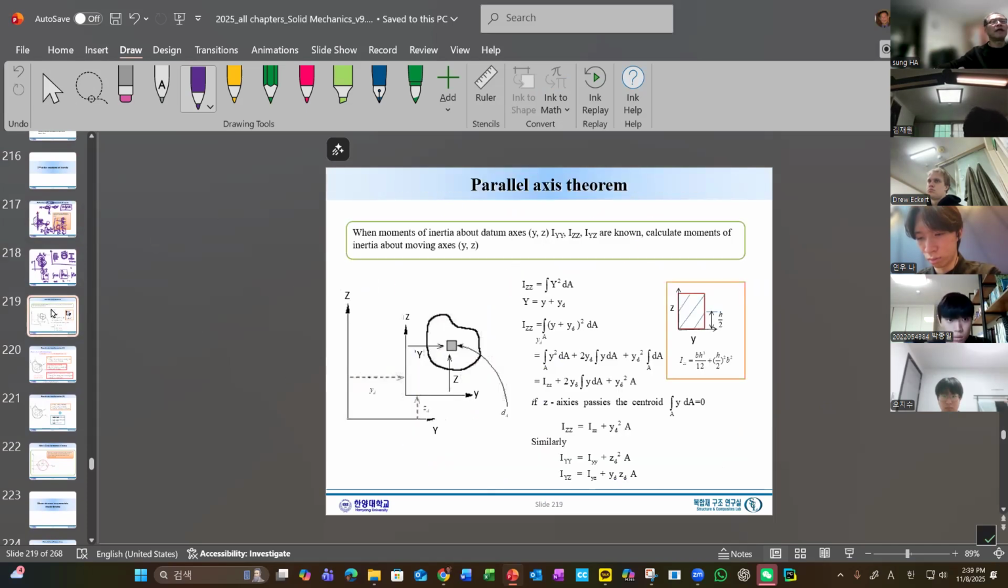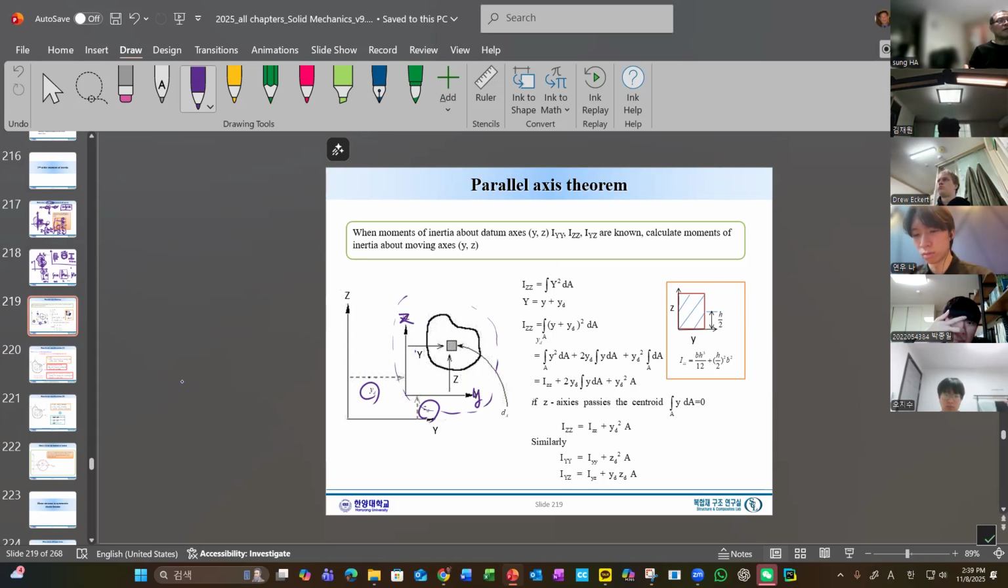Now, these definitions, this scale, and say this is the coordinate system. This is the small z, and this is the small y. And this is a large Y and a large Z. Now, these two coordinate systems have a distance yd and then zd. So this is the one coordinate system where we define the properties.